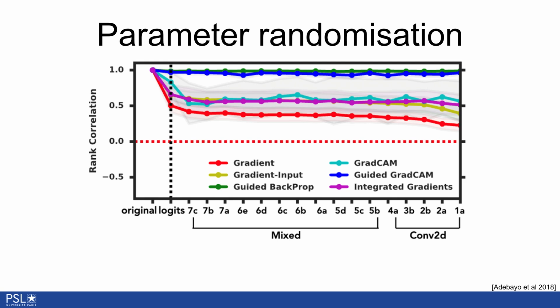This figure confirms the impression we got from visual inspection. The two methods based on guided backprop, shown in green and blue, produce saliency maps that are totally insensitive to the randomization of the network. In fact, they seem to depend only on the input image and not on what the network does with it. Other methods are more sensitive to the randomization, vanilla gradients being the most sensitive method in this test.